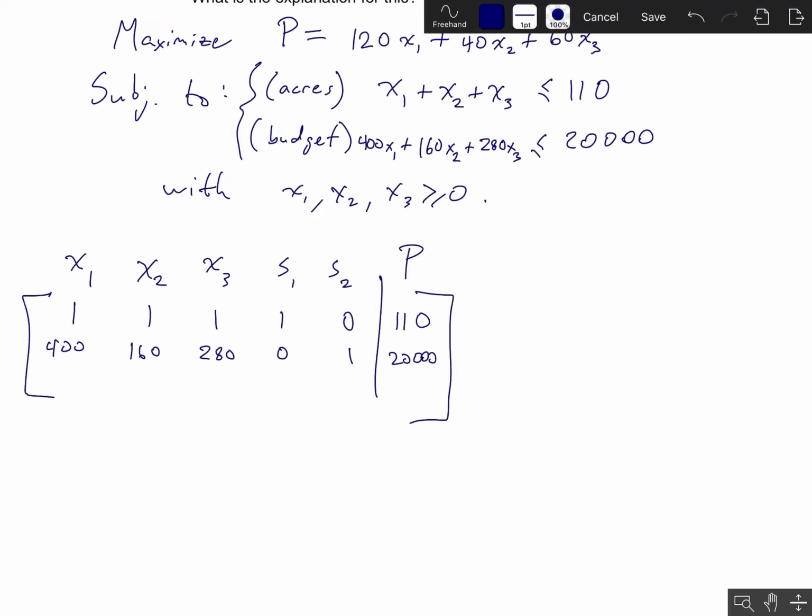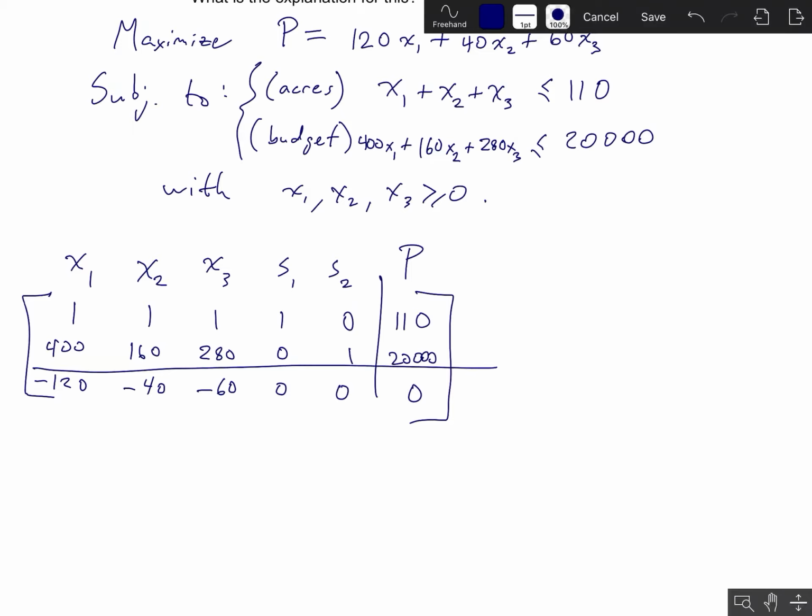And then if I rearrange the objective function so that all of the variables appear on the left side, then the coefficients would be negative 120, negative 40, negative 60, 0, 0. And remember that here this is the right side of the resulting equation. It's not the coefficient on P anymore because we deleted the ordinary P column. So this would just be a 0. And it will always be a 0 to start with. So that's what we have as our initial simplex tableau.